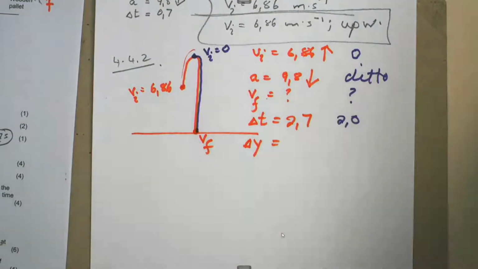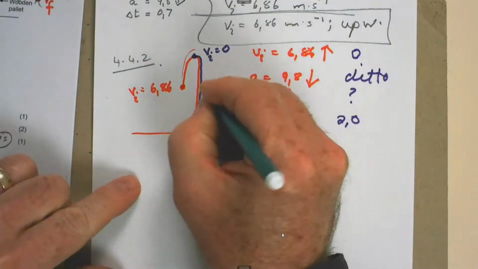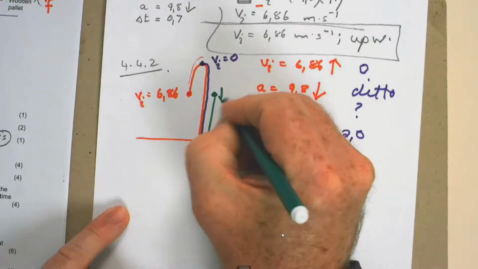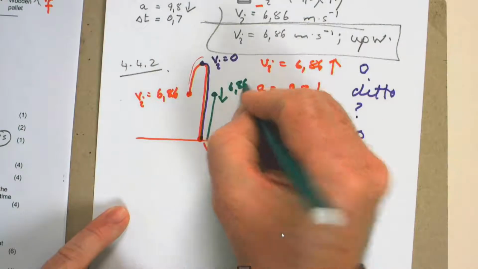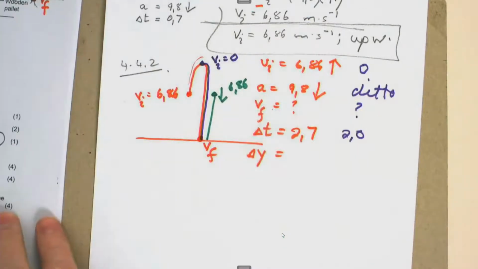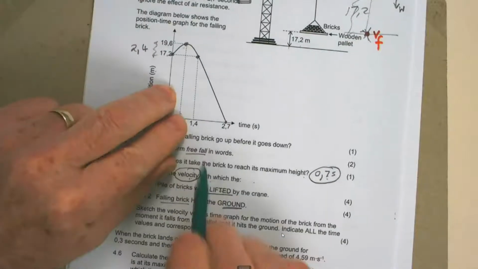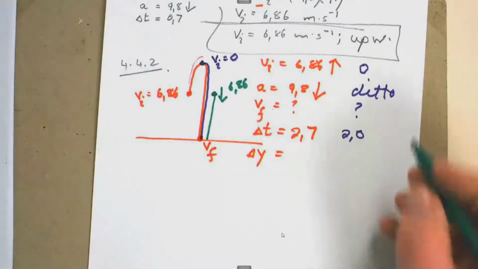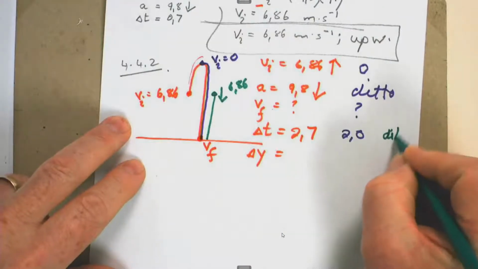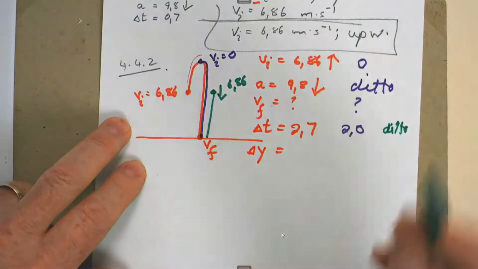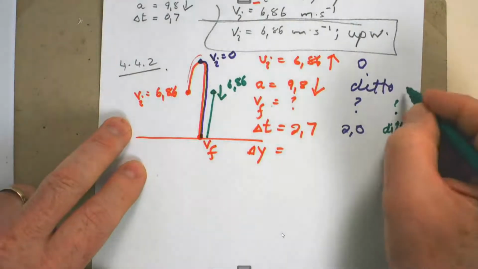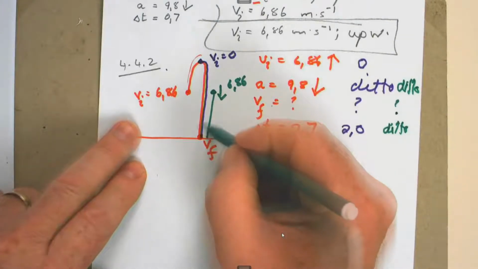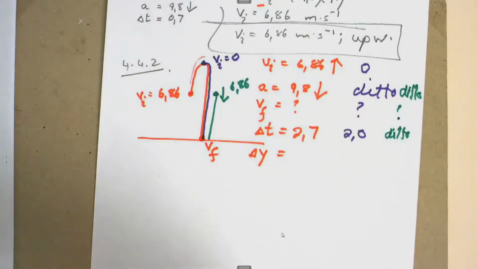The last is if you just take this part. That initial velocity will be 6,86 downwards. But now it will only fly from 1,4 seconds to 2,7, which is 1,3. So you have the duration. The final is what you want to calculate. The acceleration is the same as before. And the only thing is you fit your values in there.